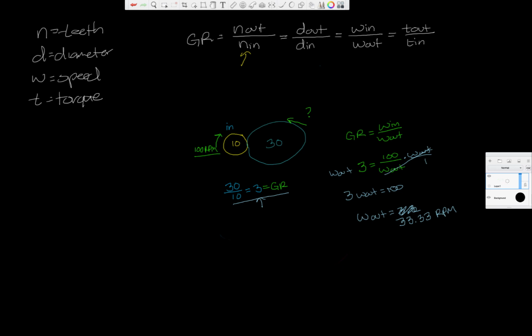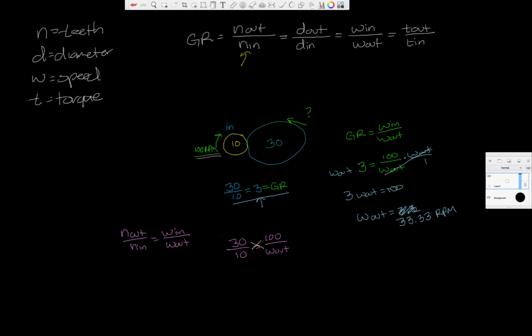What's one other way you can do it? Well, one way you can do it is you could just do N out over N in equals speed in over speed out. So we could do our N out, which is 30, our N in, which is 10, equals our speed in, which is our 100, divided by our speed out. And at this point, we're just going to cross multiply. So we're going to multiply across.